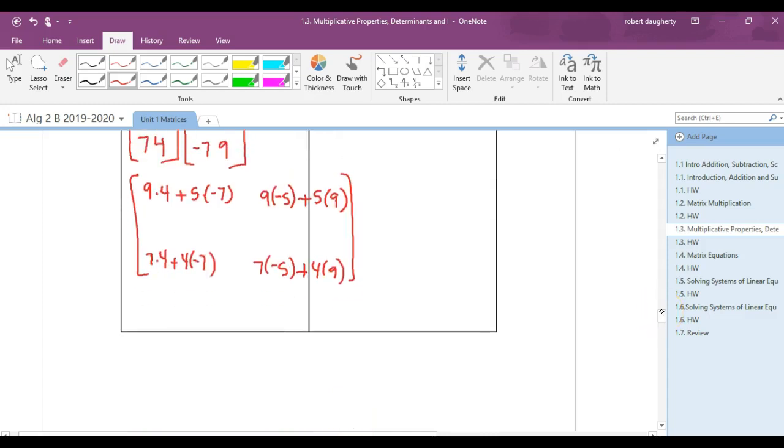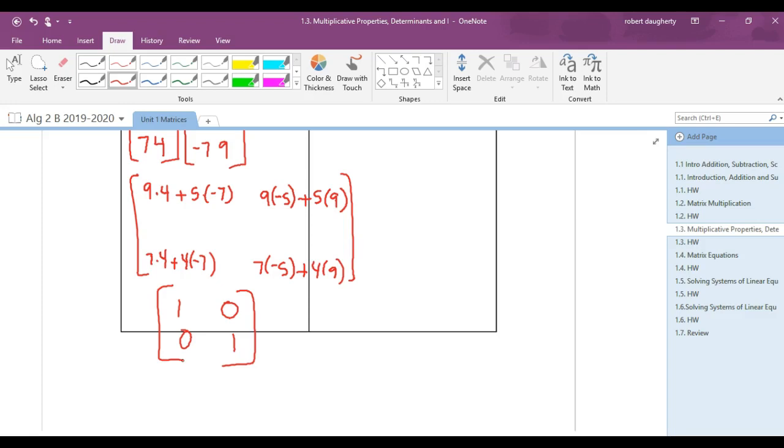So this is 36 minus 35, which is 1. This is negative 45 plus 45. This is 28 minus 28. And this is 36 minus 35. So these two matrices are inverses because when I multiply them, I get the identity back.